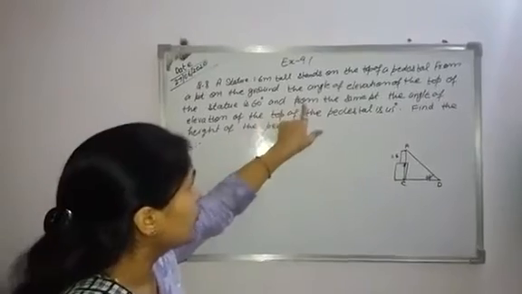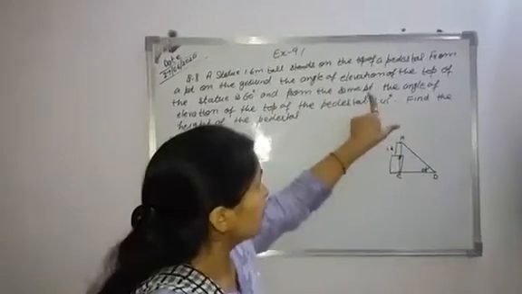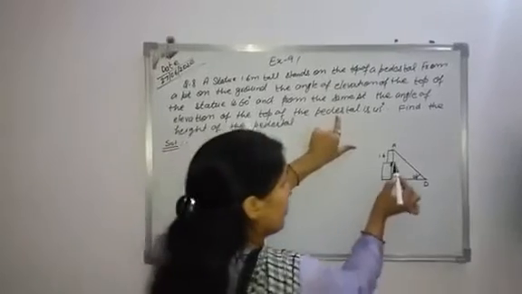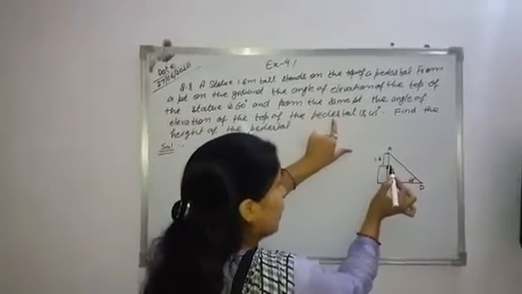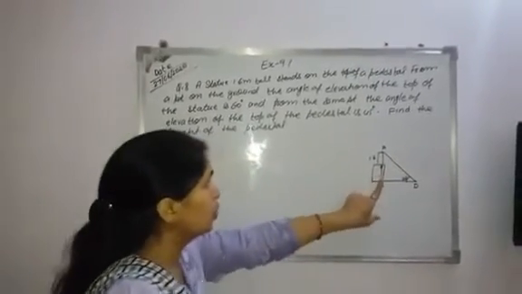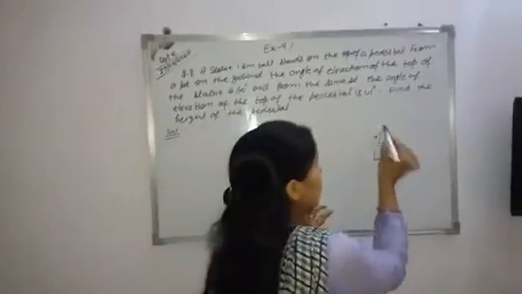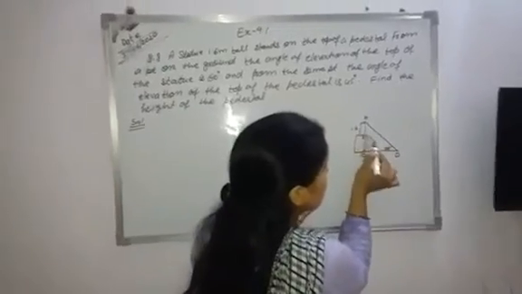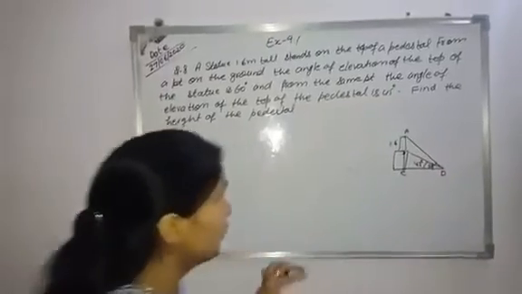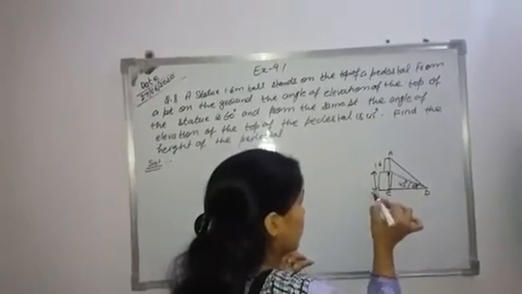Next one, from the same point, this D point, the angle of elevation of the top of the pedestal. Top of the pedestal, it means B point. It means top of the pedestal or foot of the statue. Both statements are same. So top of the pedestal is 45 degree from B to D point, and this angle is equal to 45 degree. Find the height of the pedestal. It means this height we want to find out.